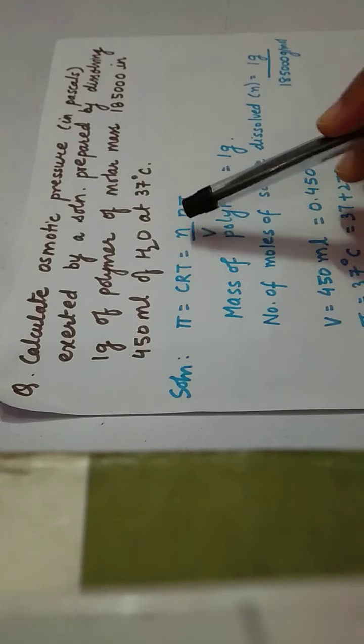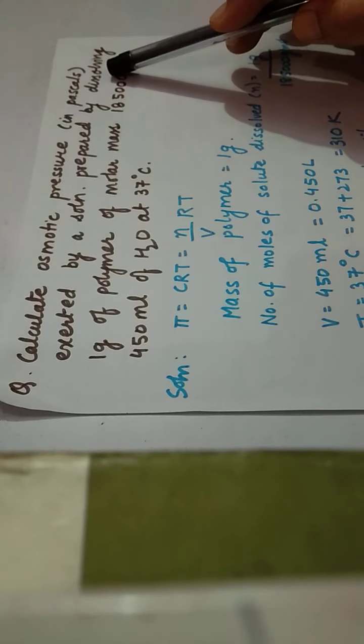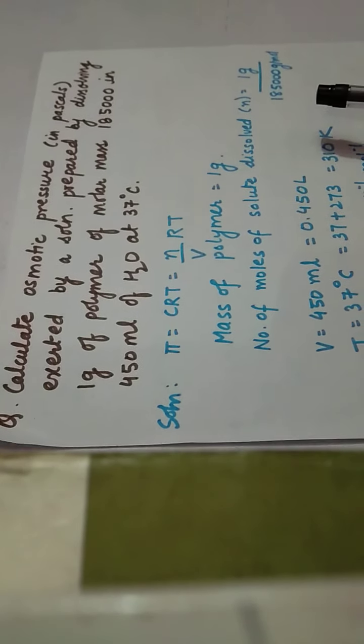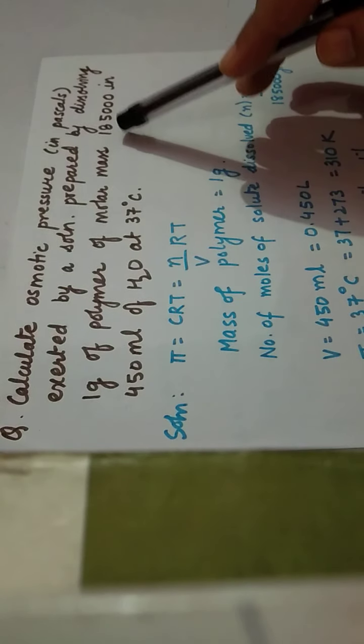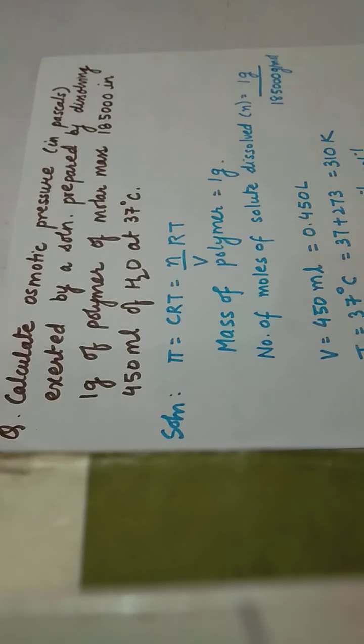Whenever a question is asked, underline the part which you need to find out. So osmotic pressure, what is the formula for that? Pi is equal to CRT. So this formula we are going to put. Osmotic pressure exerted by a solution prepared by dissolving 1 gram of polymer of molar mass 185,000 in 450 ml of water at 37 degree Celsius.